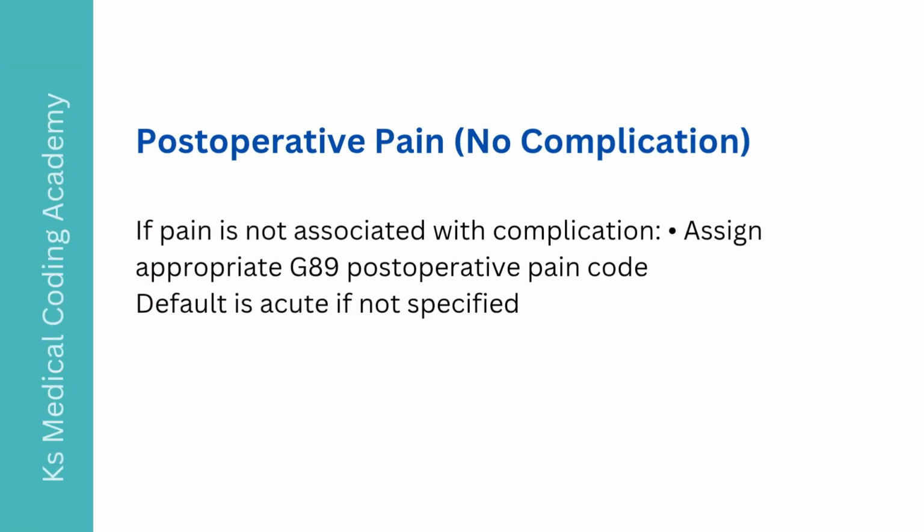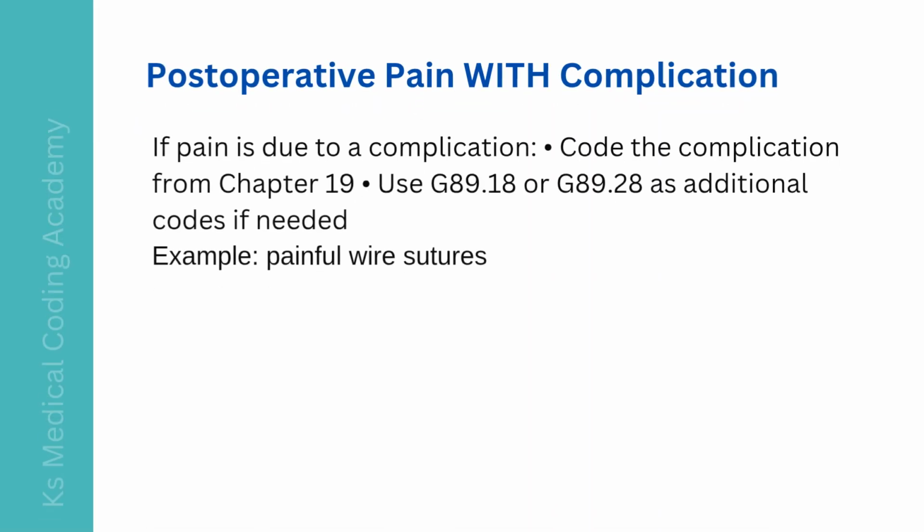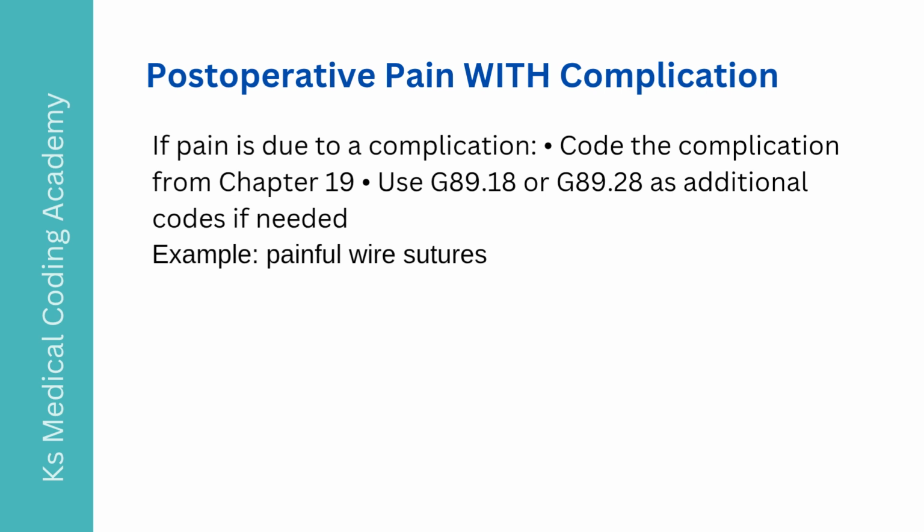Postoperative pain without complication. If postoperative pain is not associated with a complication, assign the appropriate postoperative pain code from G89. If not specified as acute or chronic, default to acute. Postoperative pain with complication. If postoperative pain is due to a specific complication, such as painful sutures or device-related pain, code the complication from Chapter 19.